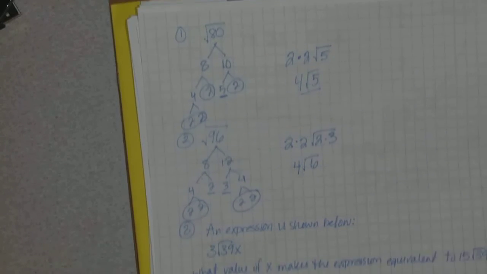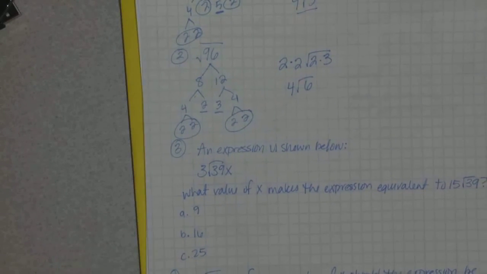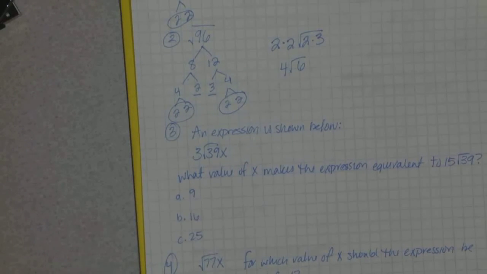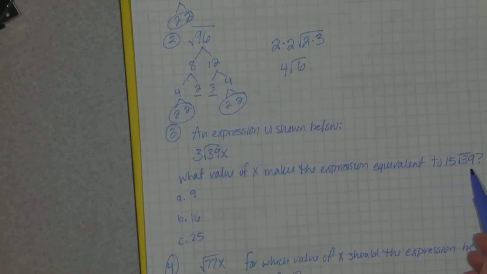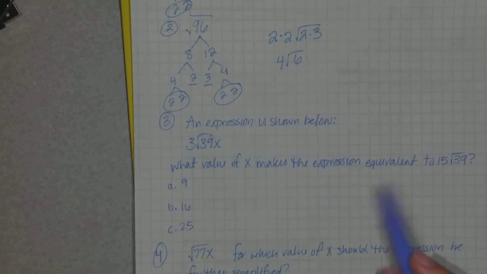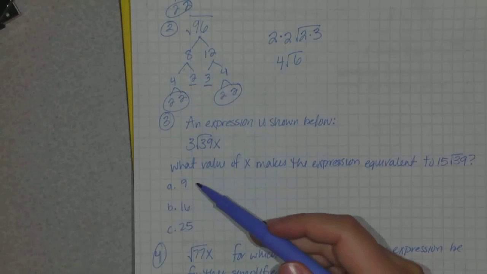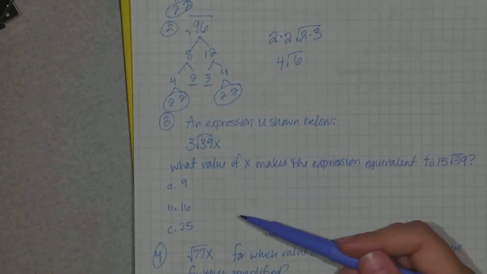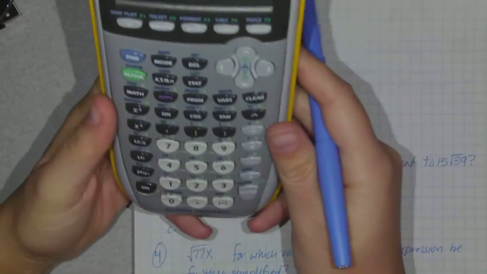Alright? So next problem here, number 3, says an expression is shown below. I have 3 root 39x. Which value of x makes the expression equivalent to 15 square root of 39? So I have 3 options here. And if it's a multiple choice question, you can use your calculator. So I'll show you both ways.